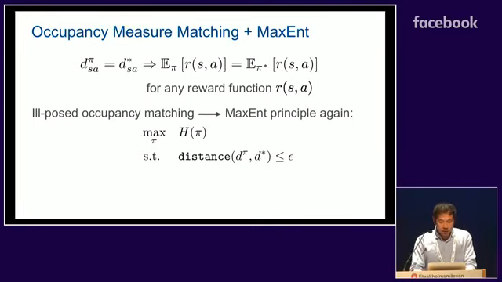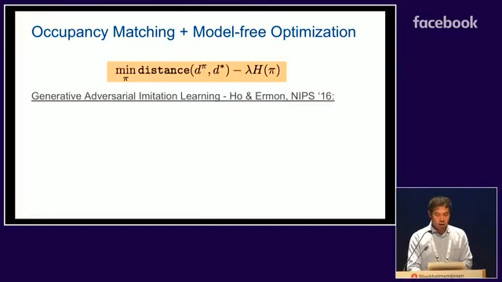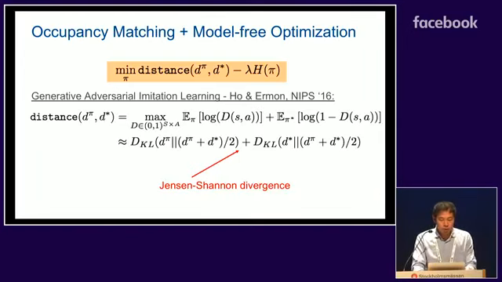And again, forming the Lagrangian and turning this into an unconstrained optimization problem, we arrive at this highlighted objective. Note that in general, there are many ways for us to pick the distance metric between d pi and d star. And so now we arrive at a formulation which is a great starting point for generative adversarial imitation learning, or GAIL, from Ho and Ermon in 2016. In particular, the distance function that they consider took this form, which is also referred to as the Jensen-Shannon divergence.